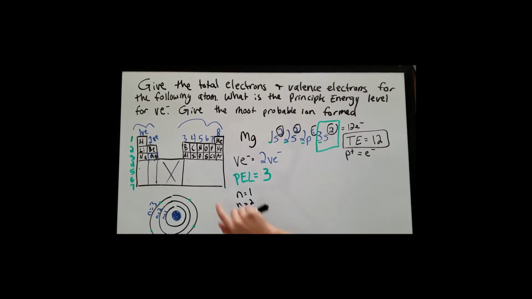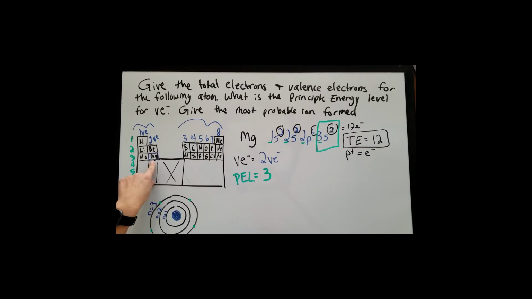Now, last but not least, let's look at what the most probable ion formed would be for magnesium. So this brings in a couple different things. When we're looking at most probable ion, what we're trying to figure out is what charge magnesium is going to have on it. So is it going to lose electrons to become positively charged? Is it going to gain electrons to become negatively charged? So a lot of factors to look at here. First, we need to know where it is on the periodic table, and we figured that out.